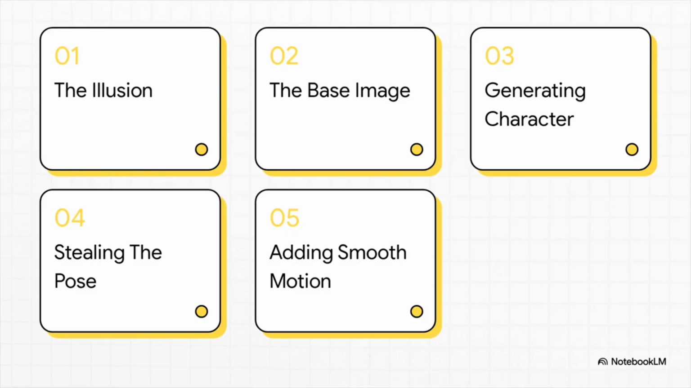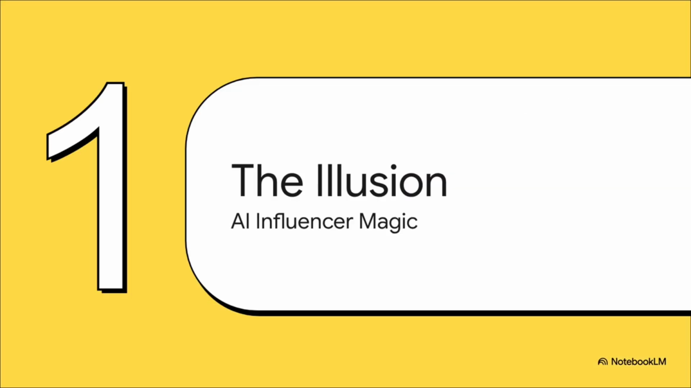We're treating this like a digital assembly line today. Here's our blueprint. 1. The illusion. 2. The base image. 3. Generating the character. 4. Stealing the pose. And 5. Adding smooth motion. Let's get into it.